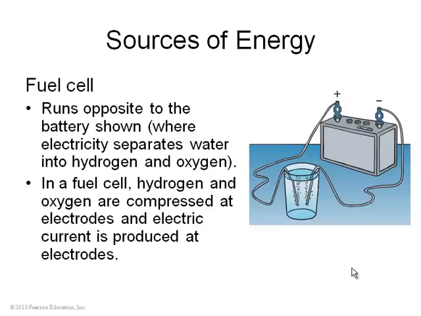Another source of energy is a fuel cell. A fuel cell runs opposite to the battery that's shown. In the battery, electricity separates water into hydrogen and oxygen. A fuel cell would be the opposite of that. You take hydrogen and oxygen and compress them at the electrodes, and when you do that, you create an electric current at the electrode. That's the way a fuel cell works.